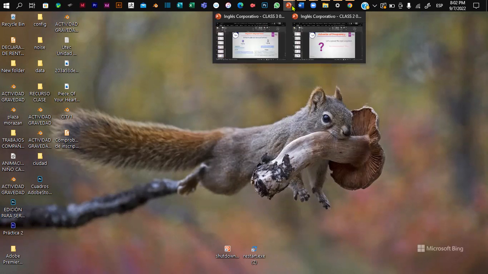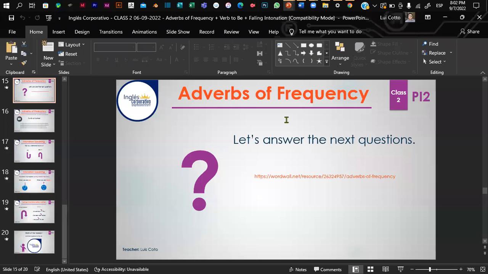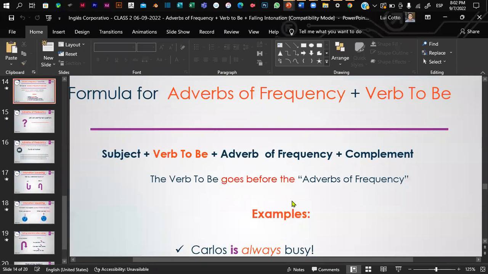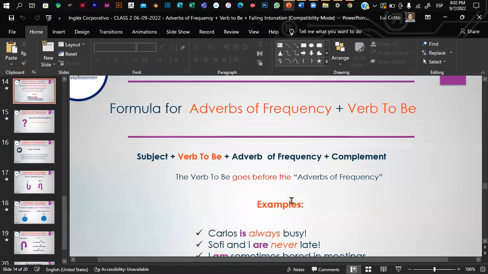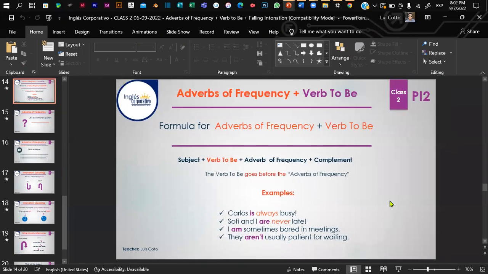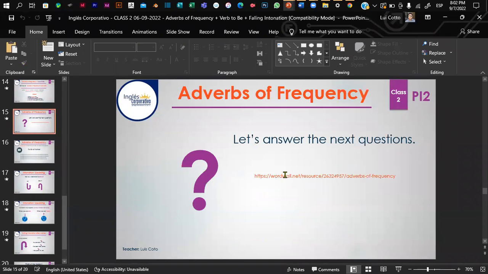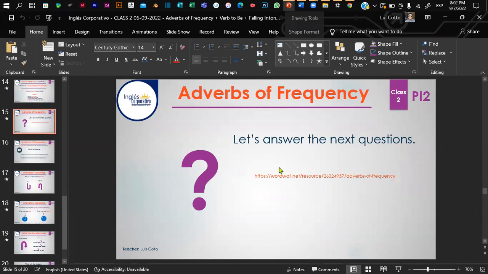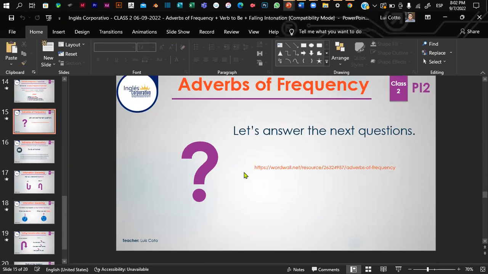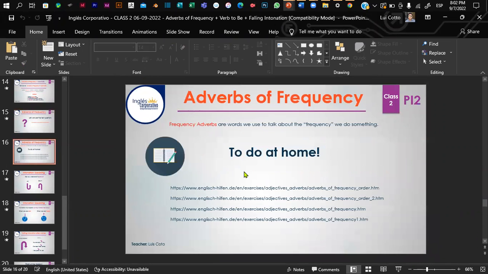Okay, great. Let's see. This was yesterday's class. Do you remember these adverbs of frequency, correct? Yes, we were studying that yesterday. And we were doing an exercise about questions with often and never. You have the link. You can do the exercise in your free time when you have time at home. We are going to finish that lesson.